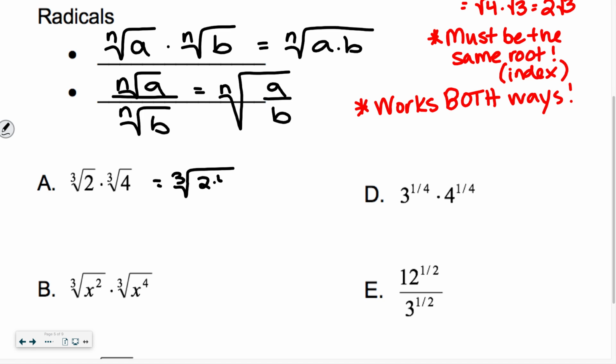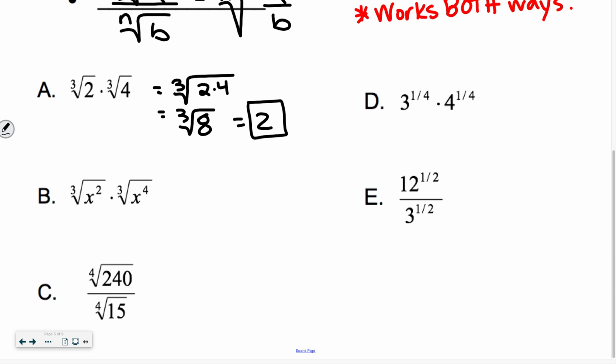Do 2 times 4 underneath. That's the cube root of 8. Well, that works out nicely. Cube root of 8 is 2. So sometimes when they're two separate radicals, you can't evaluate them. Like, we don't know the cube root of 2, we don't know the cube root of 4. But when we put them together, we do know the cube root of 8.